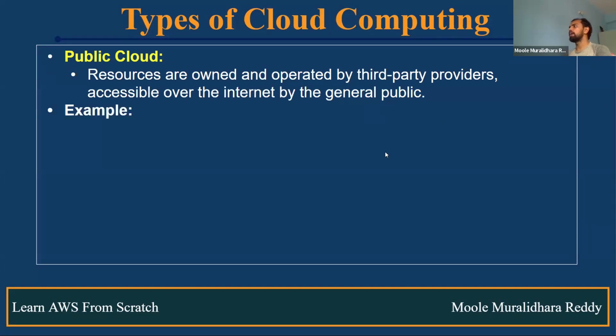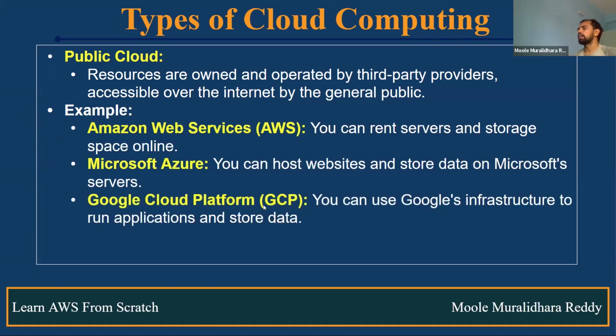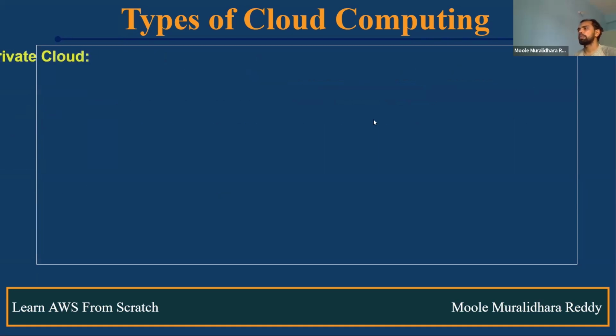Public cloud is nothing but something we connect to over the internet. We can create whatever we require. For example, you can take AWS, Azure, or GCP. In AWS, Azure, and Google Cloud, we can deploy our application and access it over the internet as well. Understood? Fine. The next one is private cloud.